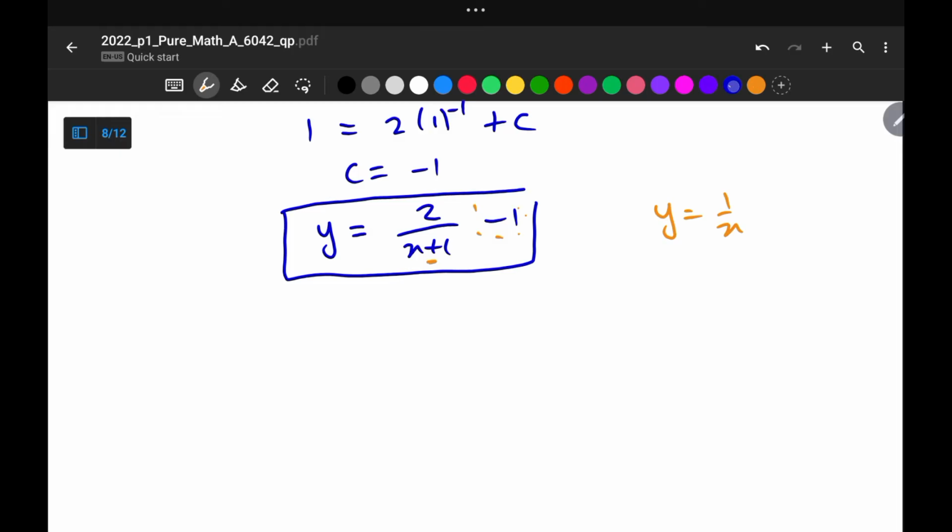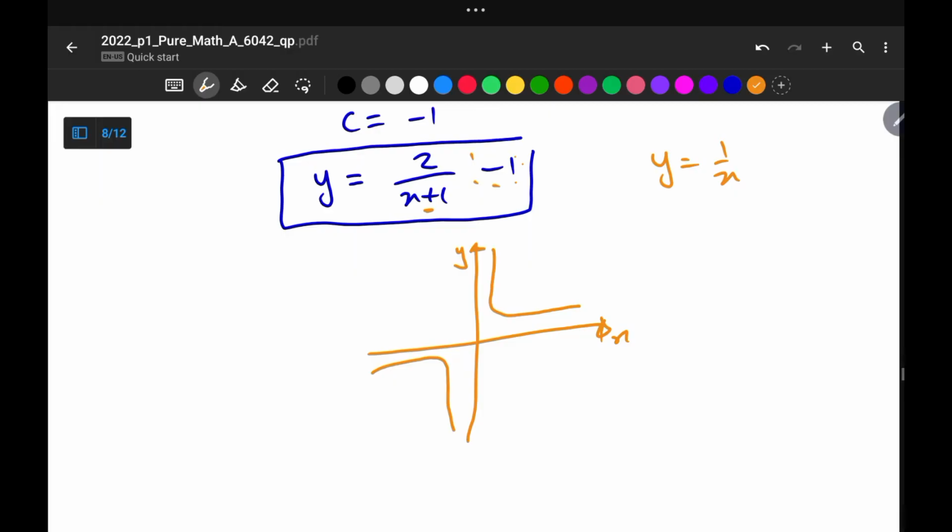Okay, so to sketch this graph, we are going to start by sketching the graph of 1 over x, and then start to transform the graph of 1 over x using these transformations. So let us sketch the graph of y = 1 over x. So this is our graph. This is the y-axis and this is the x-axis. So for the graph of 1 over x, this y-axis is our asymptote, and also the x-axis is an asymptote. So our graph will be like this. Okay, so x = 0 is an asymptote, and also y = 0 is our asymptote.